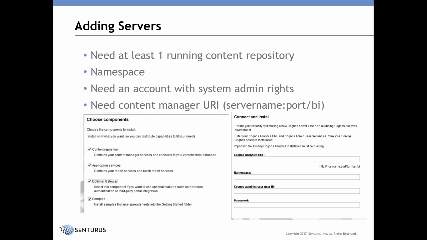So it's going to be the fully qualified domain name with the port and then /bi. And then depending on what you use to set up your user authentication, is it Active Directory, LDAP, something else, it's going to ask you for a namespace. It's going to ask you for a user ID that is in the system administrator role and a password. So you need to make sure you have all that information available, and once you plug that in, you'll hit next. It'll actually go out and try to talk to that server and collect some information about your environment.